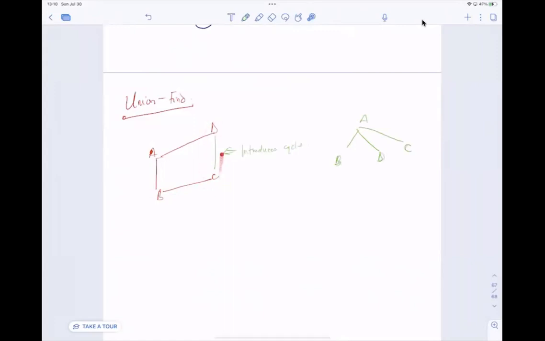Then we take D and C to also union them. But when you check the parents of both D and C, they already have the same parents. That means if you try to union them again, that is going to cause a cycle, right? So the UnionFind algorithm can be adapted to identify a cycle in a graph. And the algorithm is simply, try to union them. And if at any point you get their parents and they have the same parents, that tells you they're already joined, and joining them again is going to introduce a cycle in your graph.